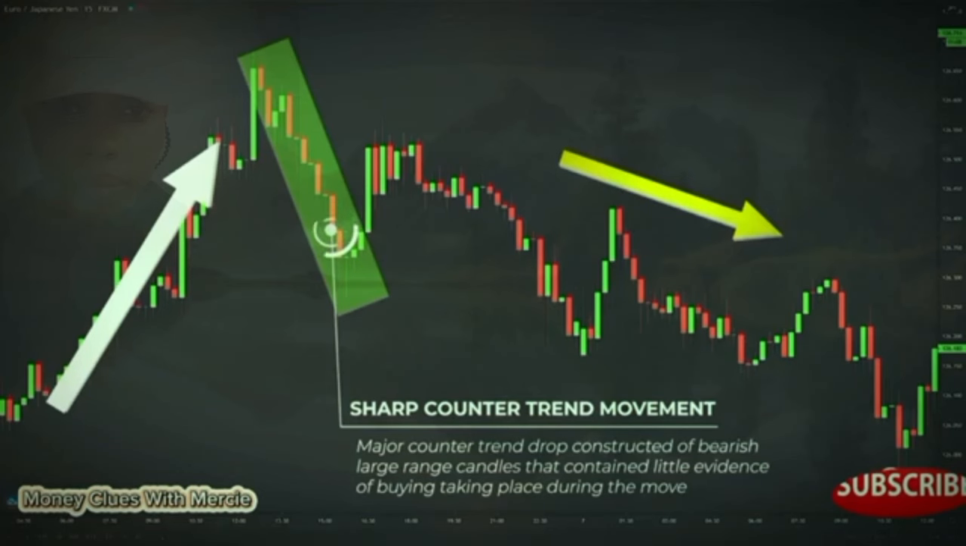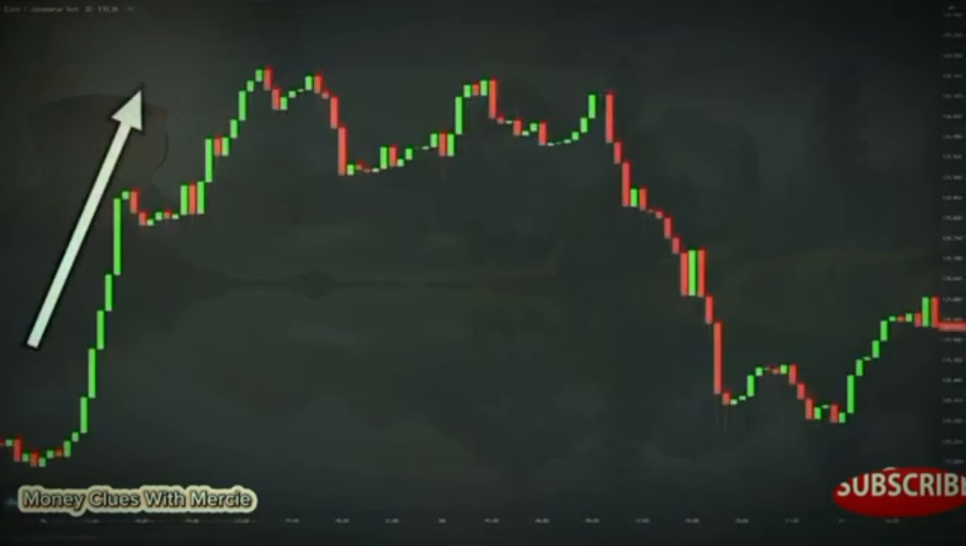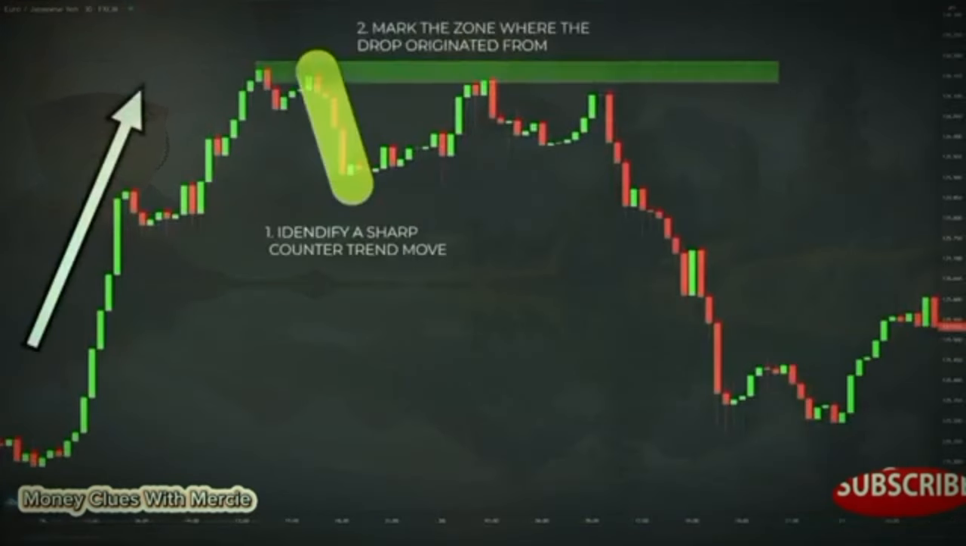Meaning multiple large range candlesticks and a few candlesticks of the opposite type forming during the movement. When you see a sharp movement take place, you should mark the point where the move originated from as a supply or demand zone. Because if it has actually been created by bank traders placing trades to make the market reverse, they'll try to get any of their additional trades placed into the market around the same point, which is the point where the sharp movement originated from.